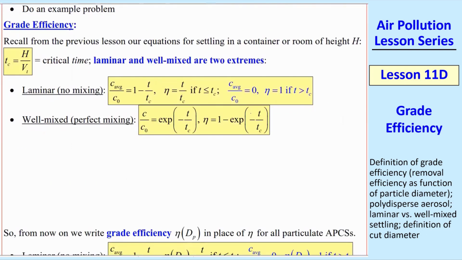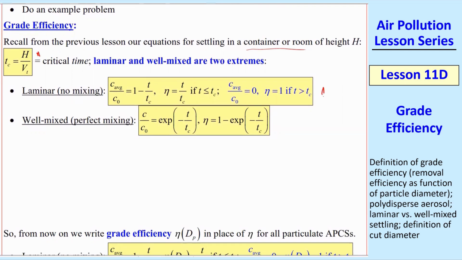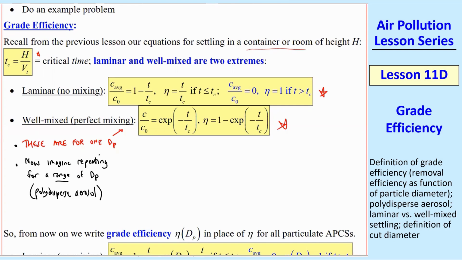When we're talking about settling of particles in a container or a room, we had this critical time, and then we had two different equations, one for laminar and one for well-mixed settling. So we had an equation for the removal efficiency, eta, in both cases. These are all for one particle diameter, dp. Now imagine repeating for some range of particle diameters. In other words, for a polydispersed aerosol.